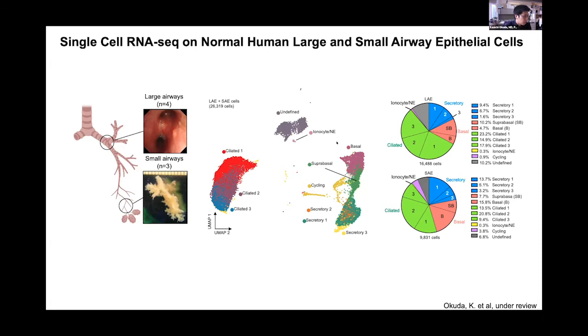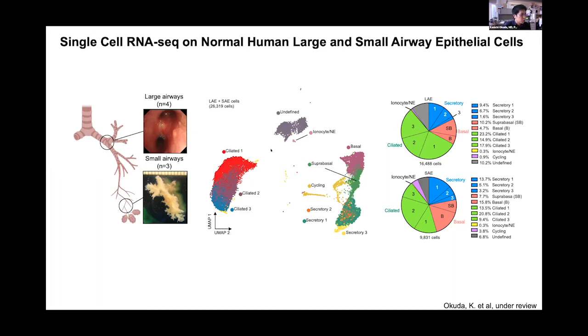And also we have ionocytes, which have high CFTR expression, and cycling cell types, which are a kind of transitional cell type between ciliated, basal or secretory cells. We also have an undefined cell type, which has higher mitochondrial genes. In our study we haven't identified this cell type, so we just call it the undefined cell type.